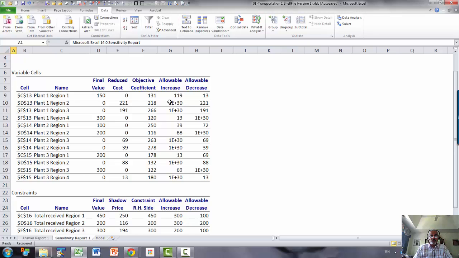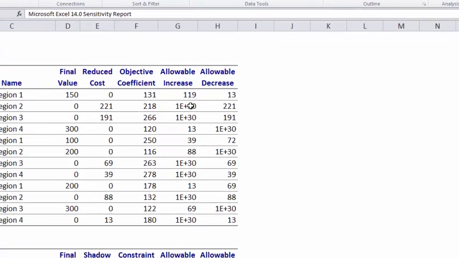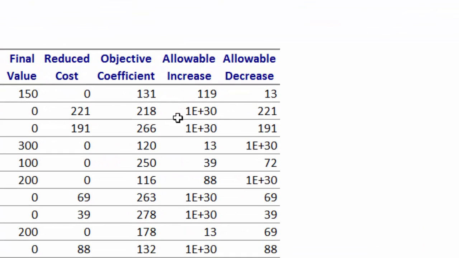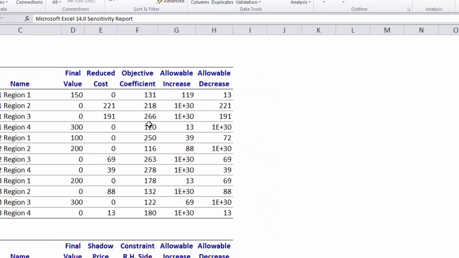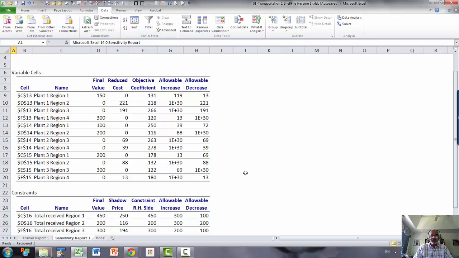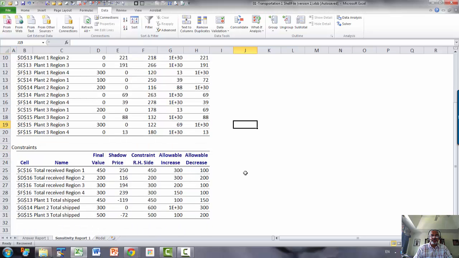Here 1E+30 means infinity. That's a very, very large number. So allowable increase and allowable decrease from that. That's a sensitivity analysis for the objective function.